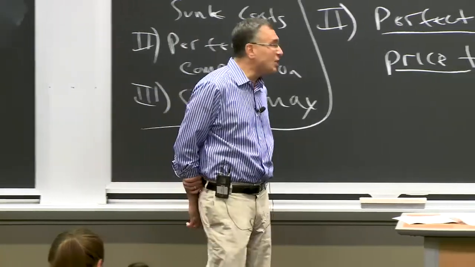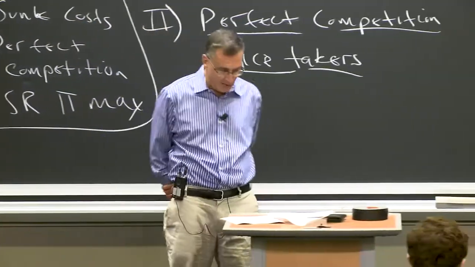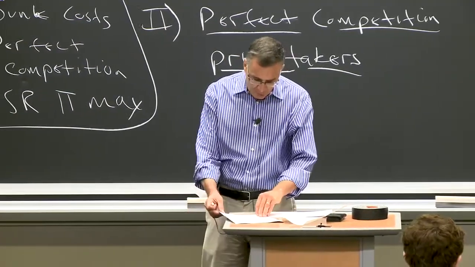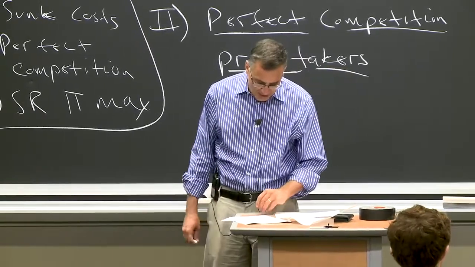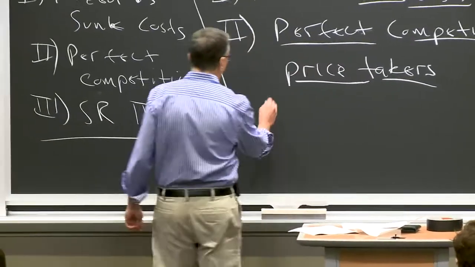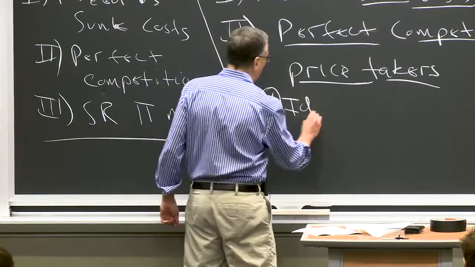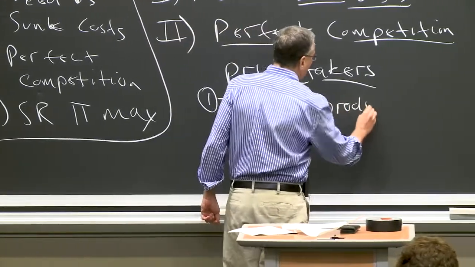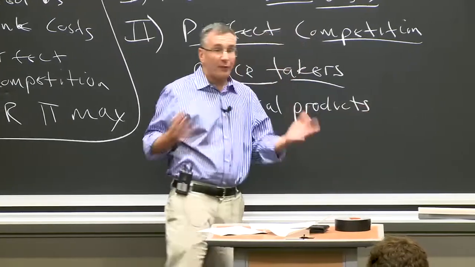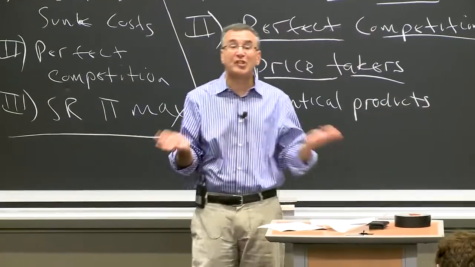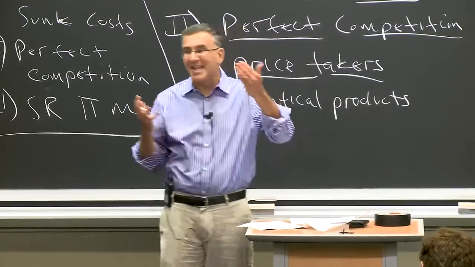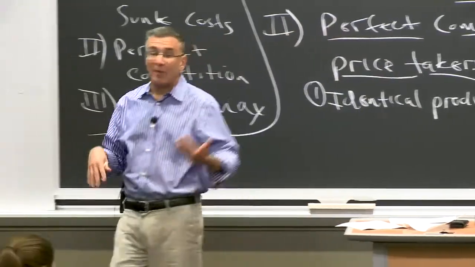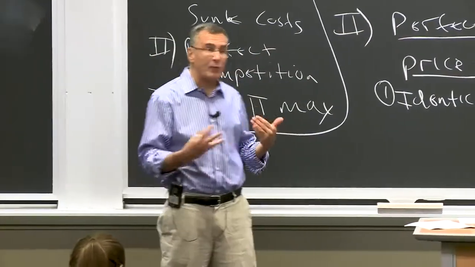So what conditions make a perfectly competitive market? Well, there are basically 3 conditions. The first is identical products. A market's only perfectly competitive if all the firms are selling at least what consumers perceive to be identical products. They don't have to be technologically identical. But from a consumer's perspective, they have to be viewed as identical.